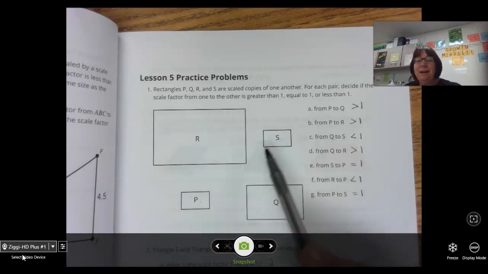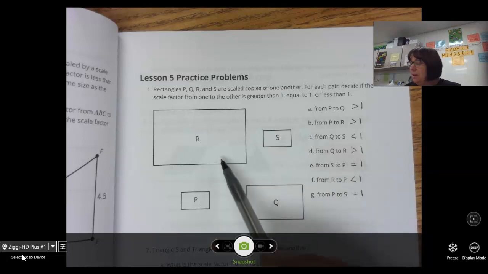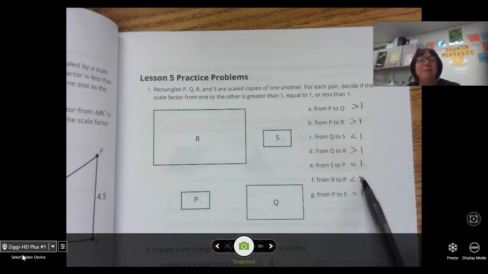S to P, those look the same, so that's equal to 1. R to P is larger to smaller, so it's going to be less than 1. And P to S, again, the same shape, equal to 1.